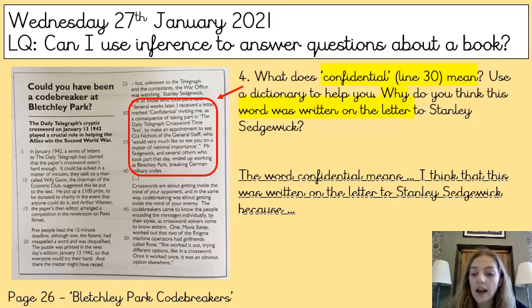Okay, so I've started the sentences off for you. I've given you some stem sentences to help you because I know that some of you are still struggling a little bit on how to write your answers in full sentences. So, the word confidential means... I think that this was written on the letter to Stanley Sedgwick because... Okay, and then you're just going to write your answers in there and you're going to take it from the text to help you.